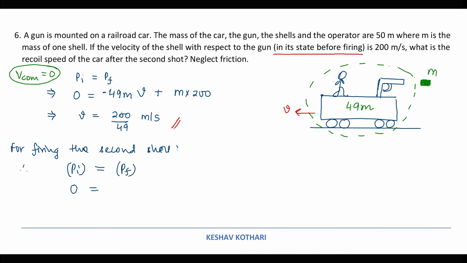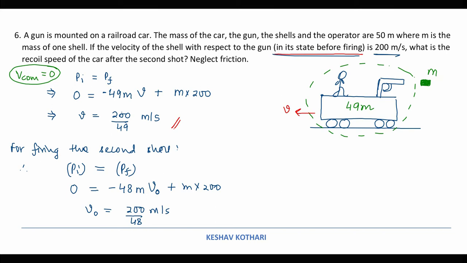And finally when the shell is fired, as the question is stating, the speed of the shell with respect to the gun in its state before firing is equal to 200 meter per second, so we are solving with respect to the shell. I can say that the residual mass this time is 48 m, and this is v naught plus m into 200. So this time the velocity v naught that we attain is equal to 200 by 48 meter per second after the second shell is fired, with respect to the shell.